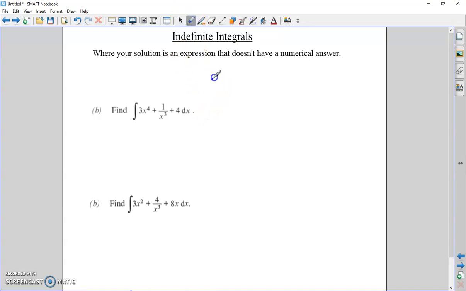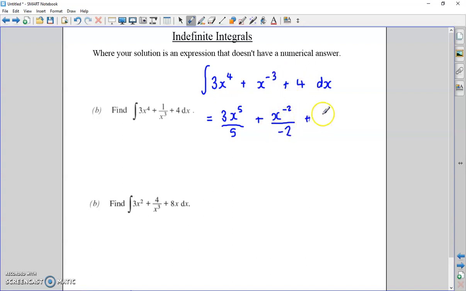So here we go then. First job will be to rewrite this question in index form. Don't want the 1 over. 1 over, remember, is a minus power. So that's x to the power of minus 3. It means 1 over x cubed, plus 4. And we're integrating that with respect to x. All you've got to do then is go one term at a time. So raise the power by 1 and divide. 3x to the power of 5 divided by 5. Raise the power by 1 and divide. Here, raise the power by 1. Well, that just means it picks up an x, plus c.